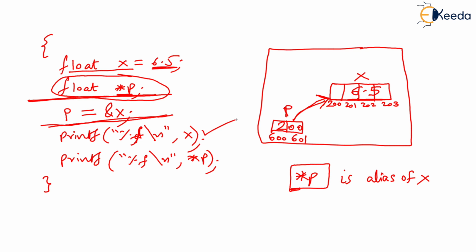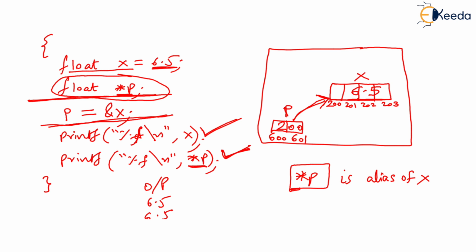So this line is printing x. That's very easy. X is 6.5. But this line is not printing x directly, it is printing x using the notation asterisk p, and listen, asterisk p means value of x. So this will also print 6.5. But then the very important takeaway over here was that whether a pointer has int type or float type, it will always occupy 2 bytes of memory.